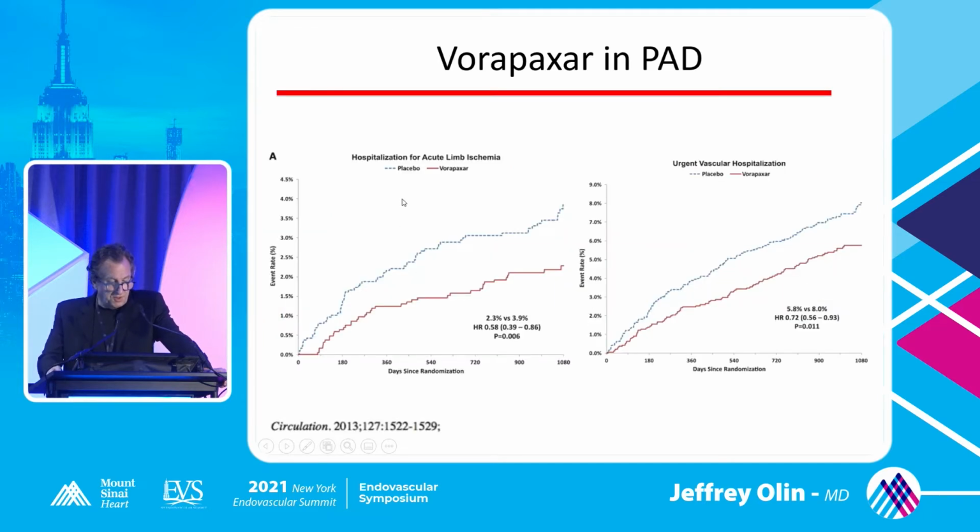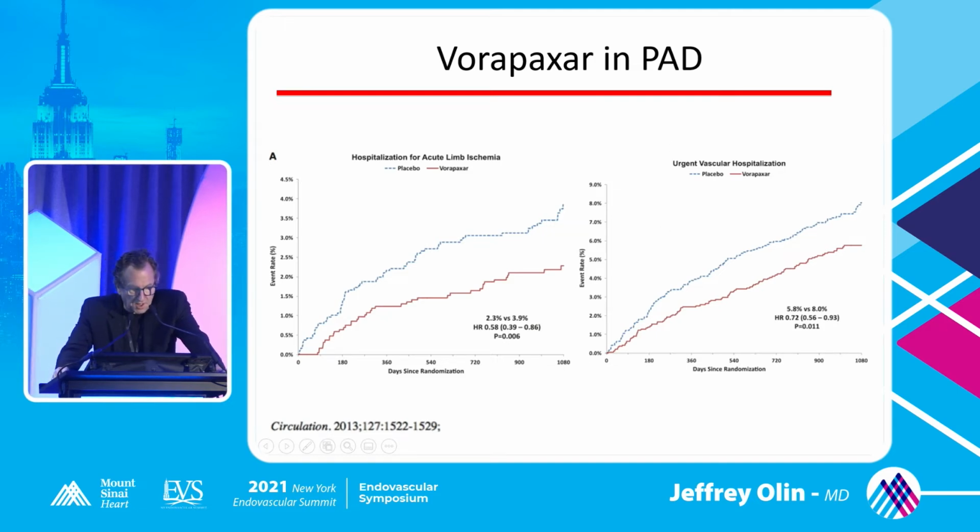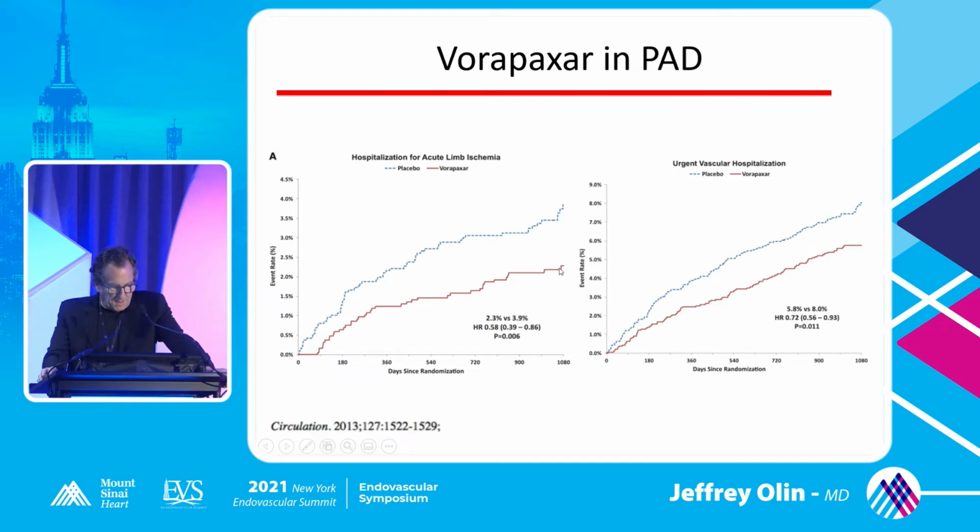And here's just an example. These were all pre-specified endpoints. They weren't the primary endpoint. But this is hospitalization for acute limb ischemia. And you can see in Vorapaxar, there's much fewer hospitalizations, about a 40% reduction. And there's about a 30% reduction in urgent vascular hospitalizations.